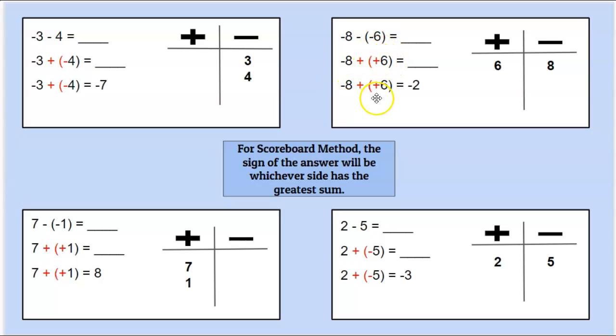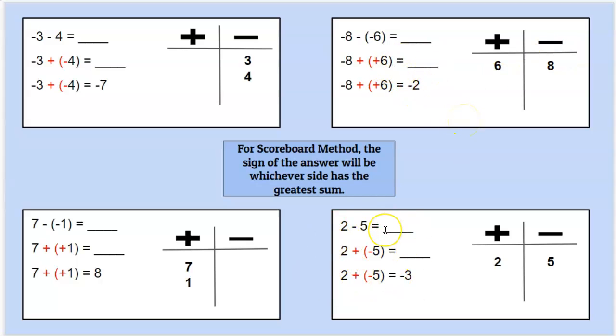So now this is where it gets a little tricky. I have negative 8, so the negative scored 8 points. The positive scored 6 points. So the question is, is my answer going to be positive or negative? And the answer is negative because there are more negatives. Well, how many more negatives are there? 2. So my answer is negative 2.